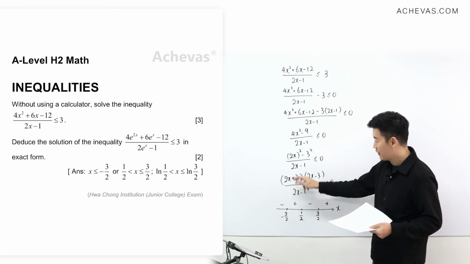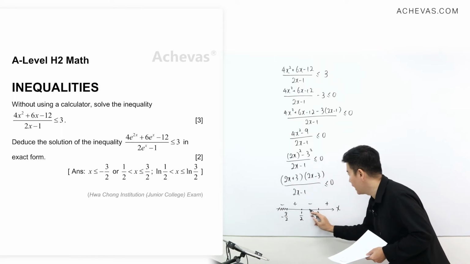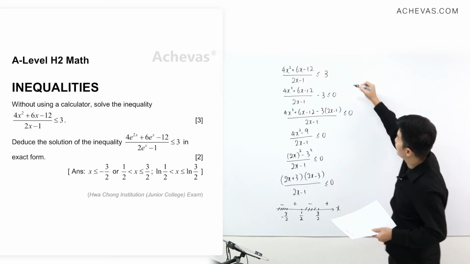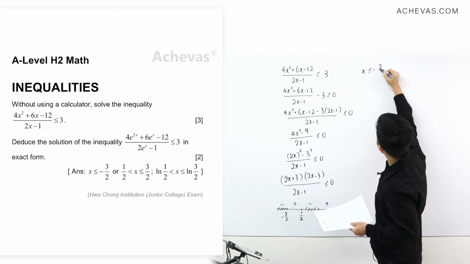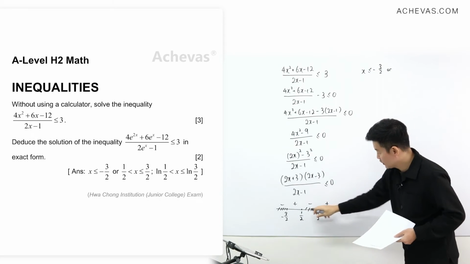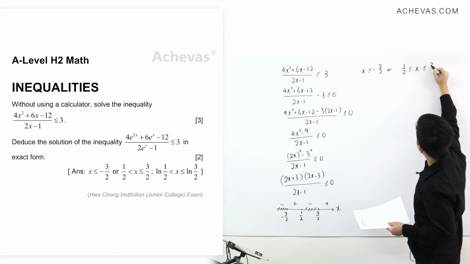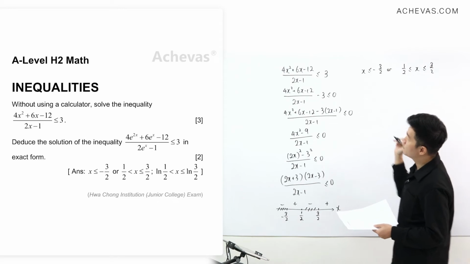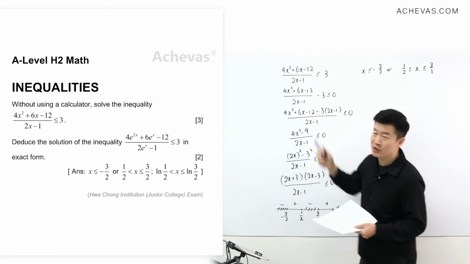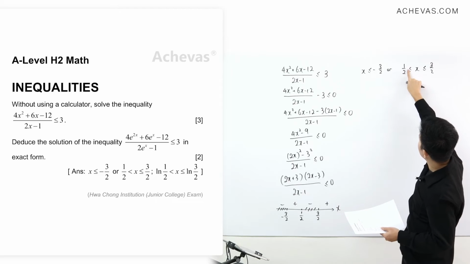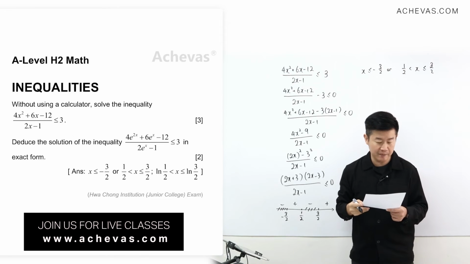We are looking for the set of values of x such that this expression is less than or equal to 0. That will be this and this region, which means that for this inequality, my answer is x less than or equal to negative 3/2, or the other region, 1/2 < x ≤ 3/2. But if you revisit the original question, we realize that when x is equal to 1/2, the denominator is equal to 0. So we need to exclude 1/2. Okay, so this is my solution to the first part of this question.